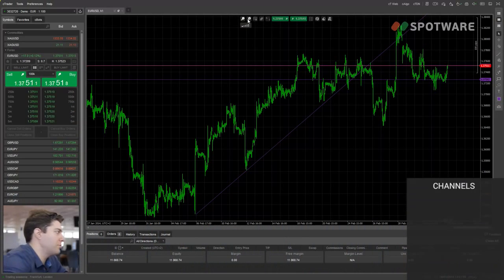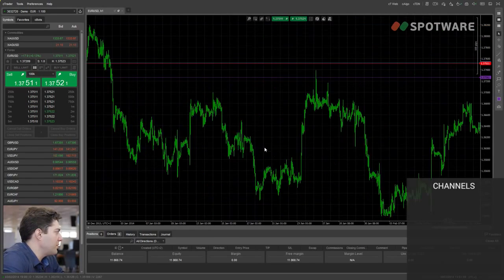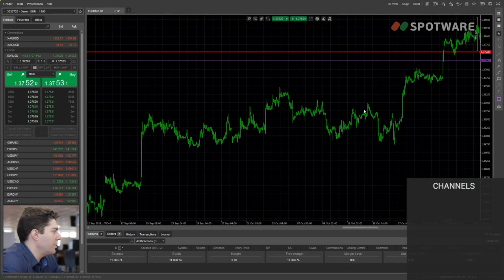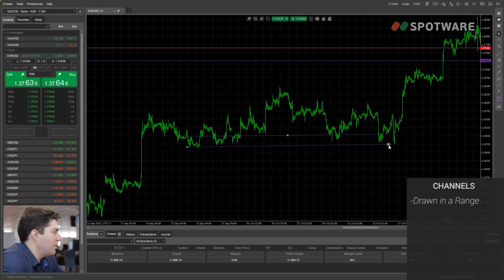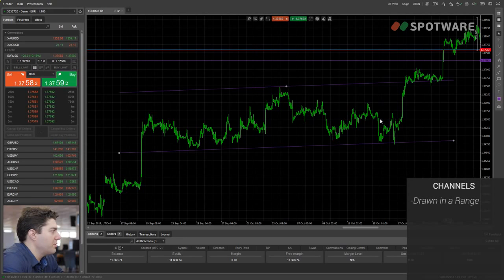So let's go back to CTrader, and I'm going to show you first a traditional way of drawing channels. They are drawn in a range. So for example, we select the channel tool first, equidistant price channel, and the channels are drawn where the price is going in a range. So see here we have like a channel. They do support and resistance levels.